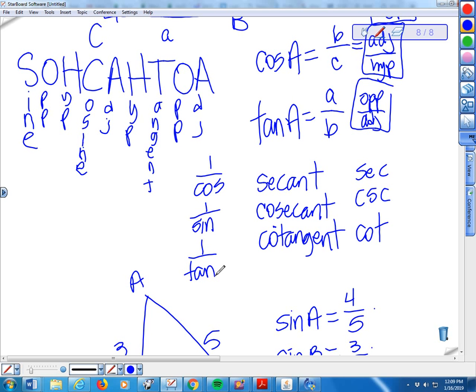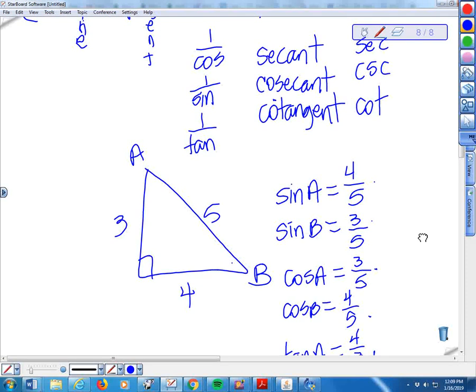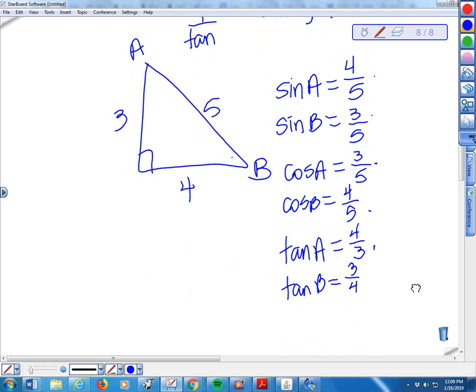So looking at our examples, sine of A was 4/5. Sine goes with cosecant. So cosecant of A is 5/4. Cosine of A is 3/5. So that means secant is 5/3. I just flip it. Tangent of A was 4/3, sorry. So cotangent of A is 3/4.